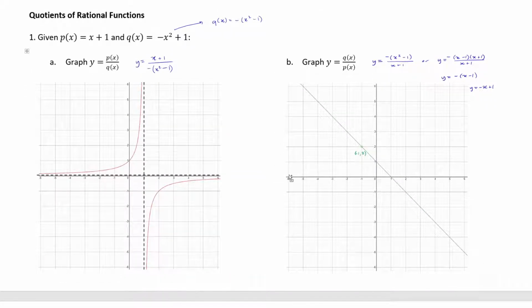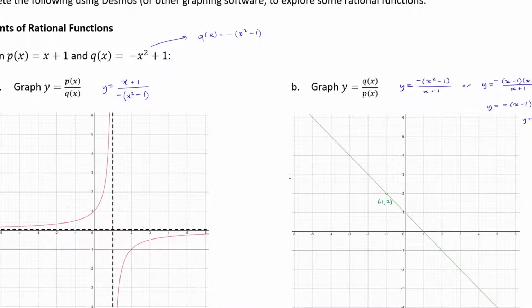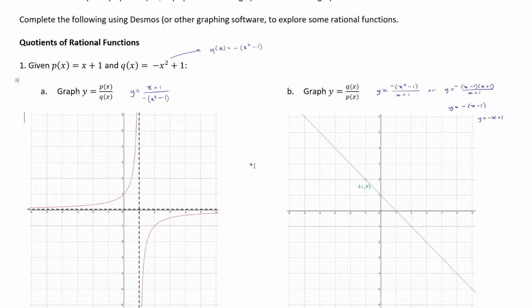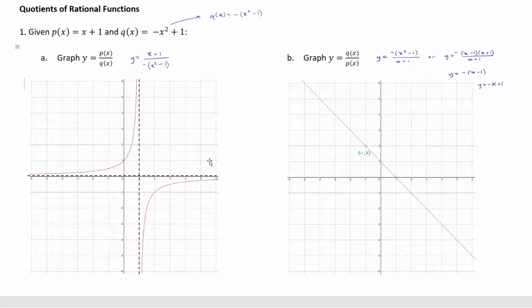Let's just take a look at number 1. So I've given you two polynomial functions here. I've given you p of x and I've given you q of x, right? What I've done right here is I've taken q of x and I've simplified it. I factored out the negative, so q of x is equal to negative bracket x squared minus 1. So take a minute, pause, copy what you see on the screen, and copy the functions. I'll give you a second.